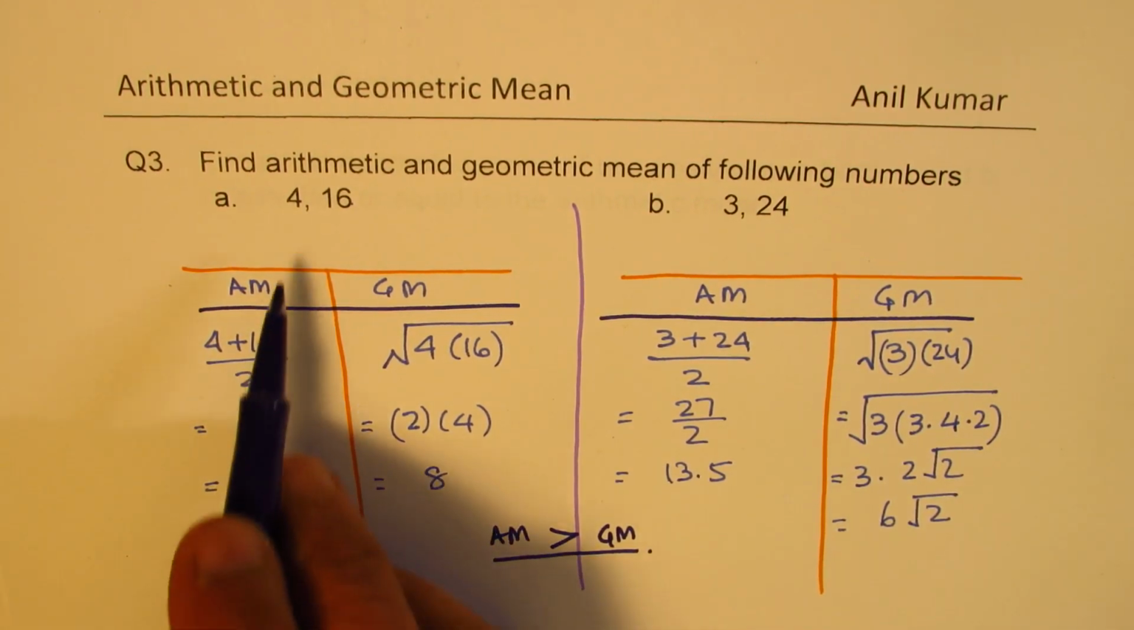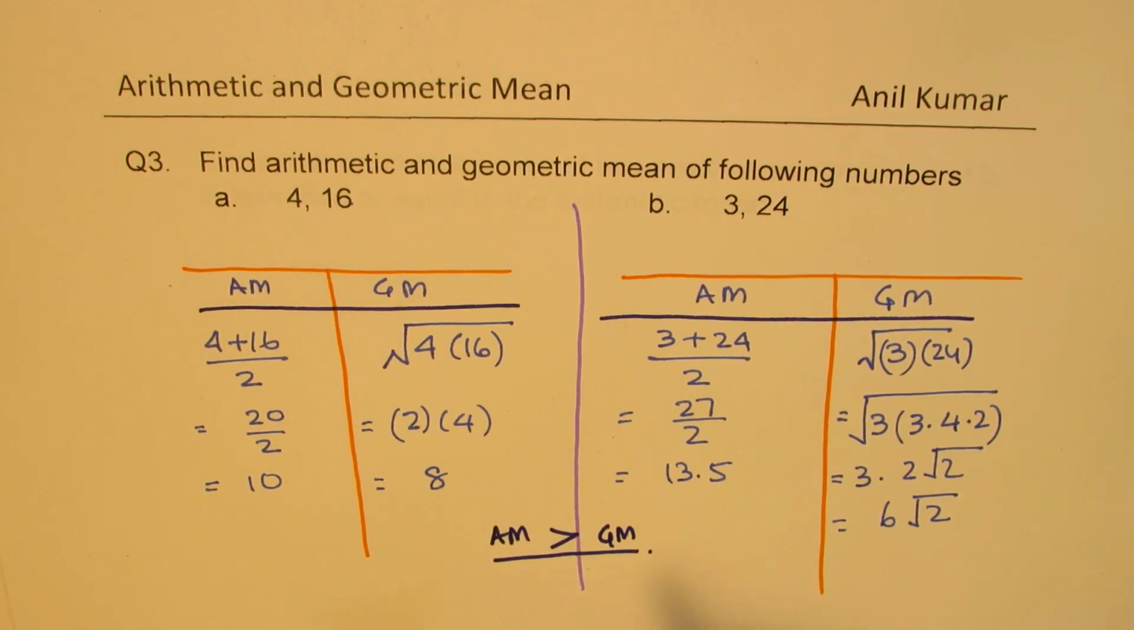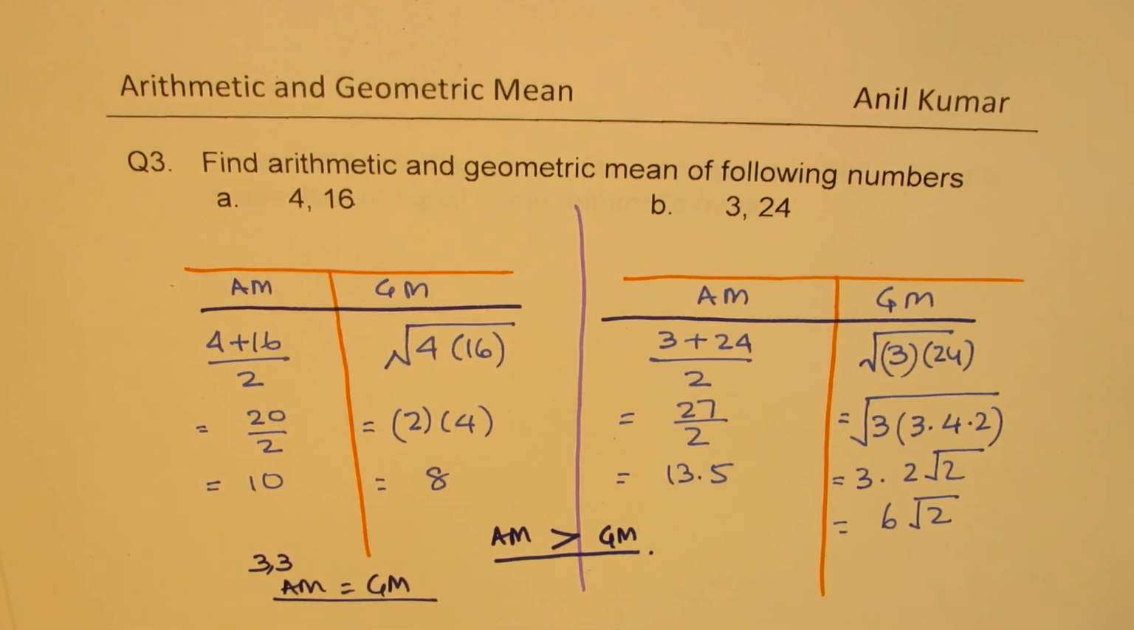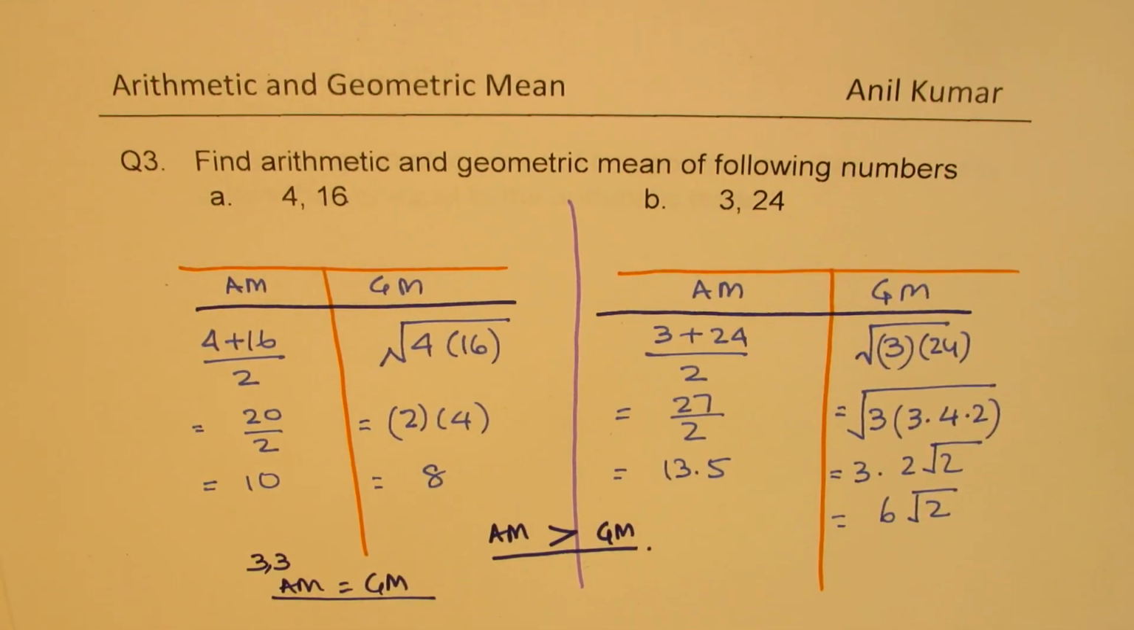But if we have the case where the numbers are, let's say, 3 and 3, correct? In that case, the arithmetic mean will be equal to the geometric mean for the same numbers. Otherwise, the arithmetic mean is greater.